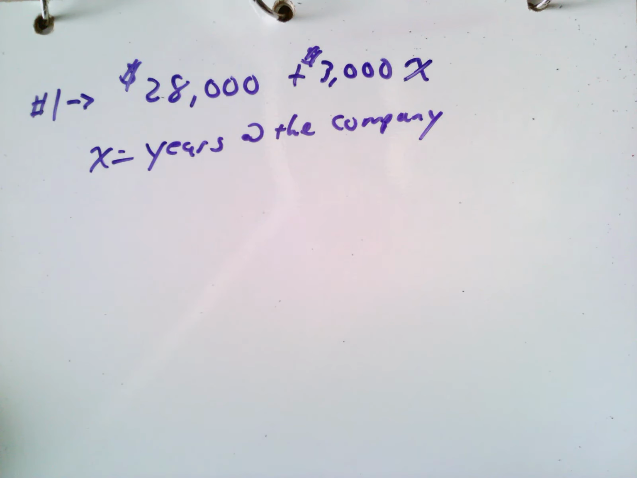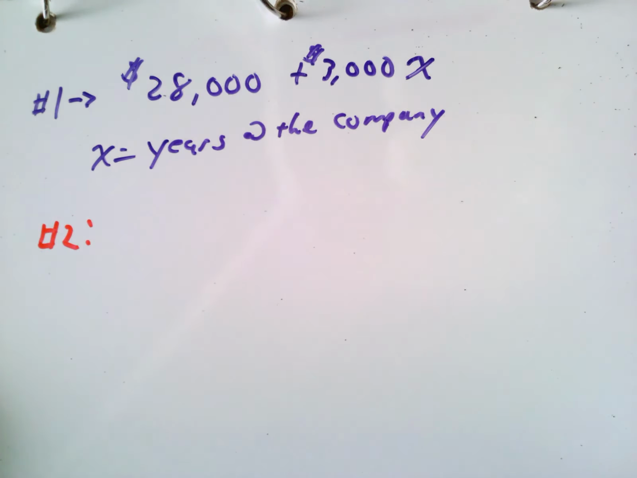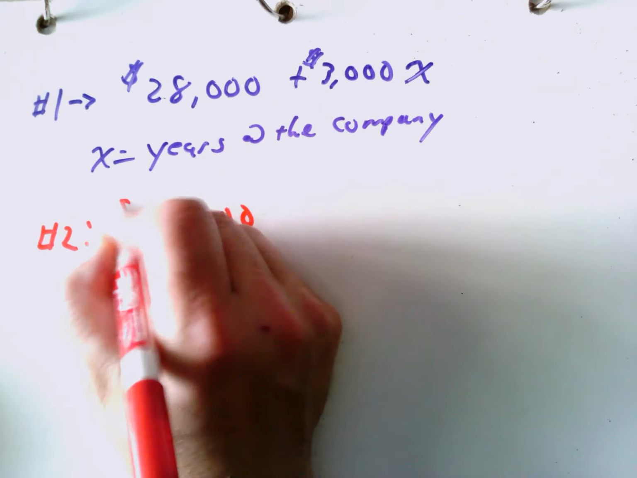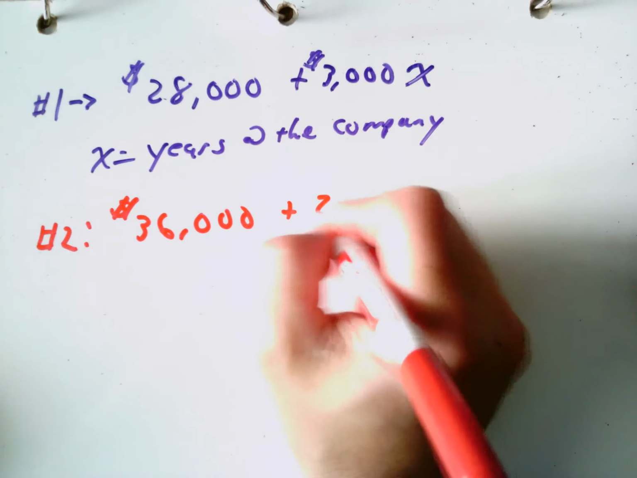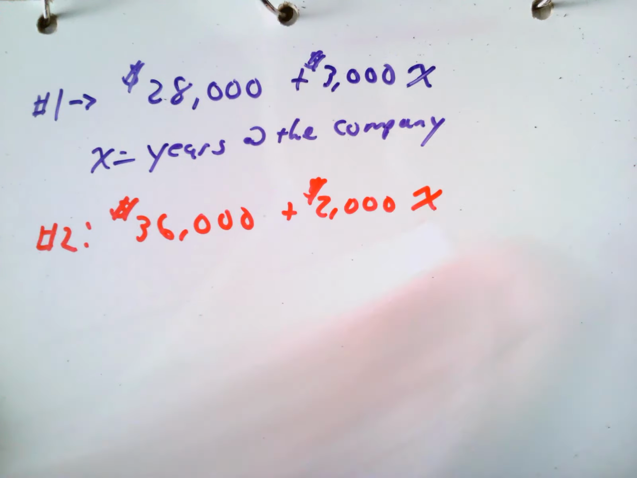Now, she got a second job offer from company number two. And that company, they're going to start her off pretty high. They're going to start her off at $36,000. But her raise isn't as much. Each year she works there, she gets a $2,000 per year raise. And again, we're going to use the variable X, with X being years at the company. So the question that we're supposed to answer is, what will her salary be at the time both companies pay her the same amount?